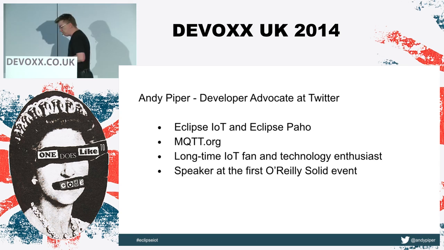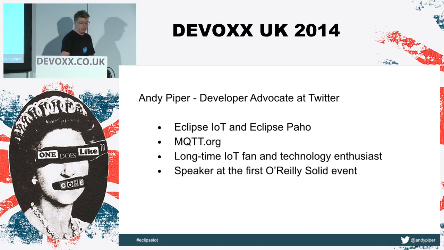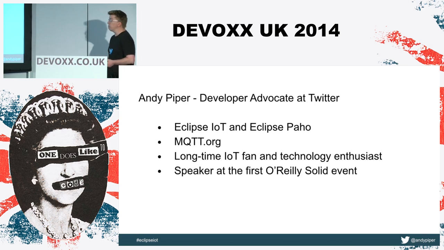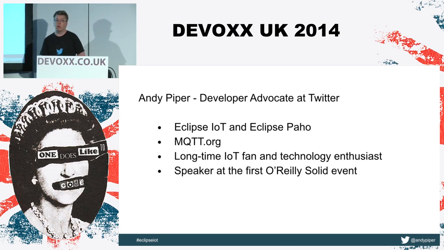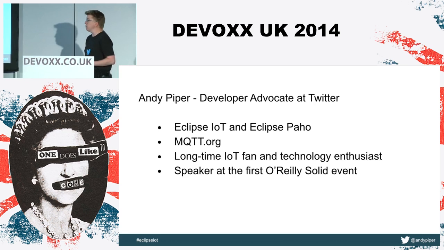So who am I and why am I here? Well, as you can tell from my T-shirt, I work for Twitter. I've been working for Twitter for a couple of months now. Really excited to be developer advocate there. But more importantly for the topic of this talk, I'm one of the leads on the Eclipse Paho project, which I'll talk a little bit about today. I've been working on the MQTT community for about 5 or 6 years since I was at IBM.